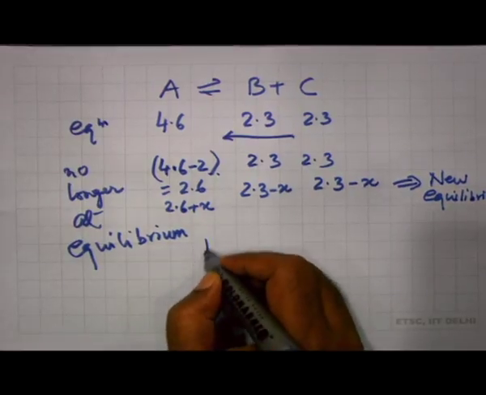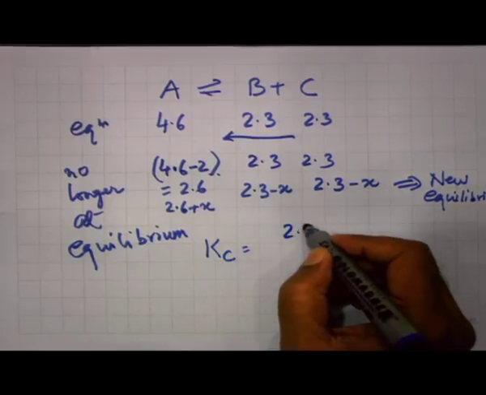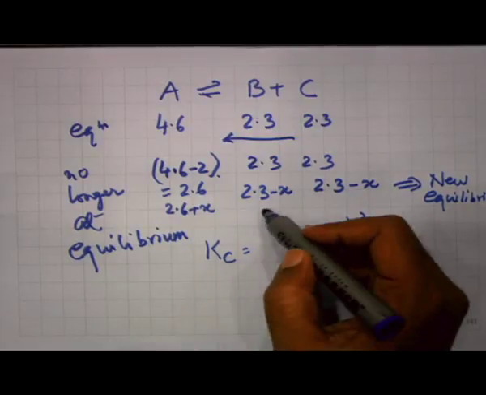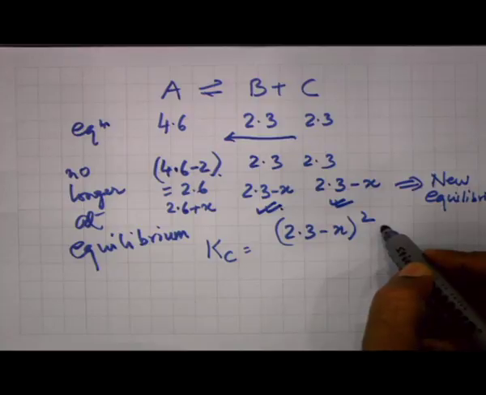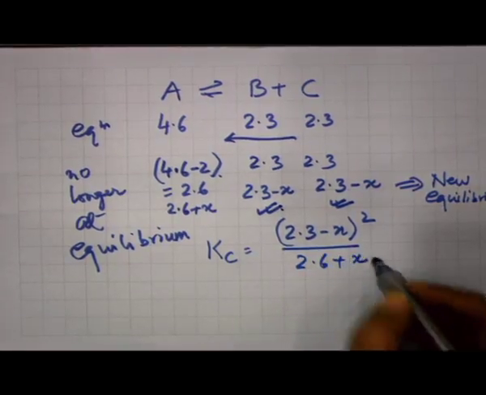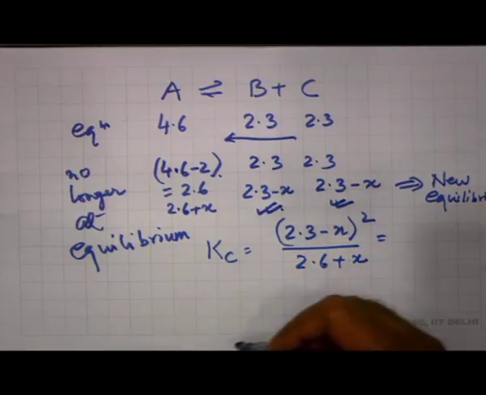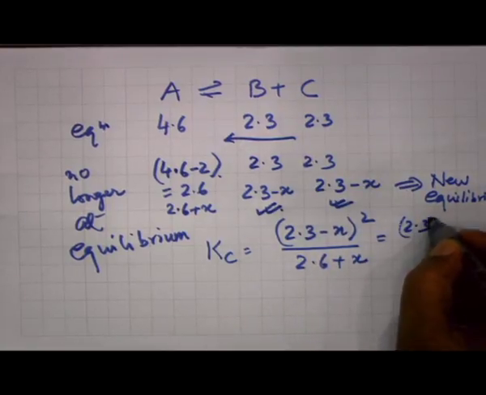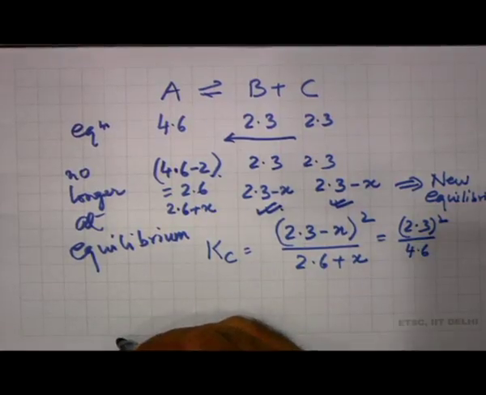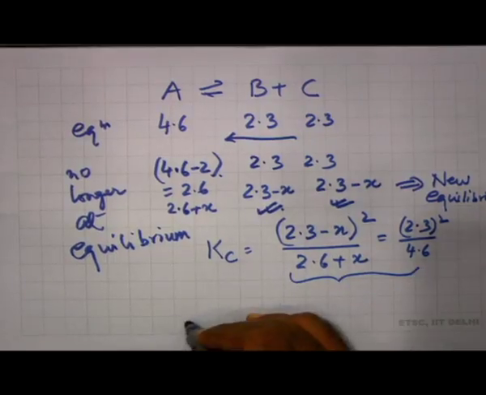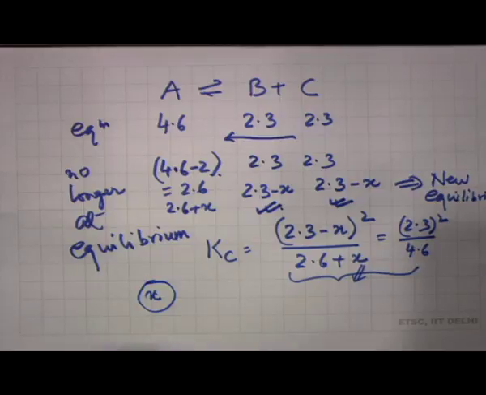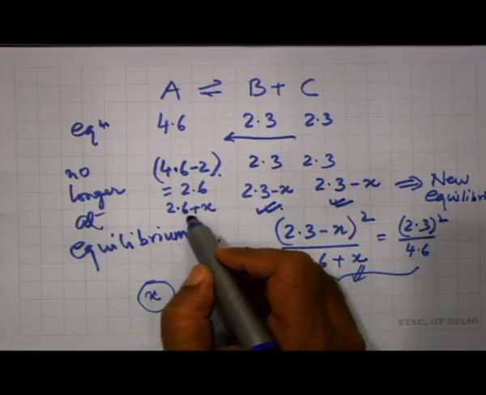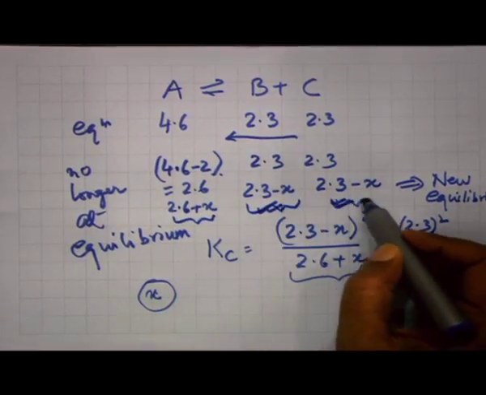So, in this case Kc is equal to (2.3 minus x) square divided by (2.6 plus x), because you are multiplying the concentration of B with the concentration of C, and this Kc you have already calculated: 2.3 square divided by 4.6. Now you see you have an equation with only one unknown. So, you will be able to calculate x, then you can just put it here and you know the equilibrium concentrations of A, B, C.